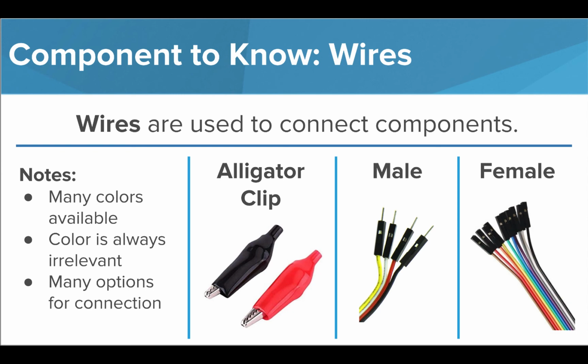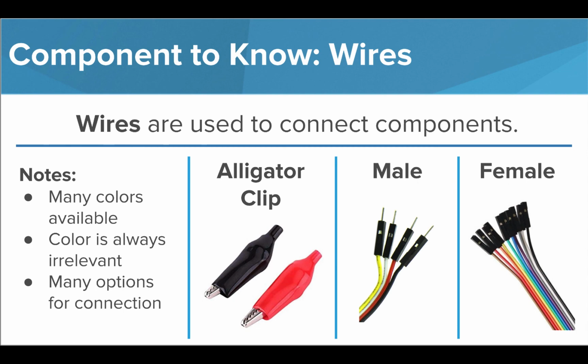Alligator or crocodile clip wires have a metal clamp at the ends, which can be used to grab the metal end of a component. We will use these at the beginning of the course, but we'll move on to using the other wire types quickly, as alligator clips have a greater chance of disconnecting from our circuits, which can cause issues. Male wires have metal ends that extend from a plastic casing.